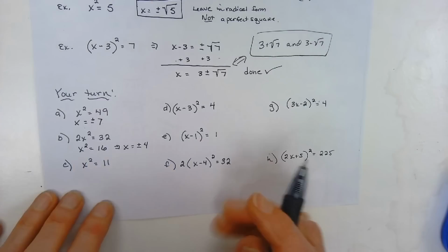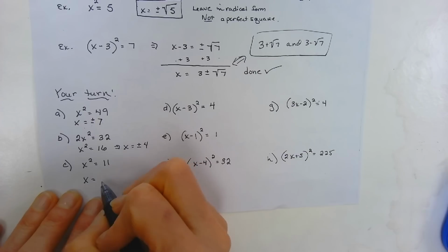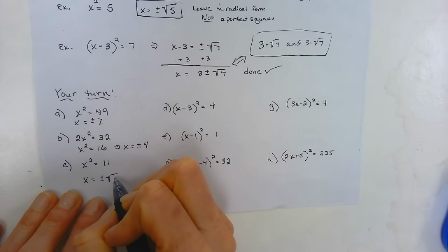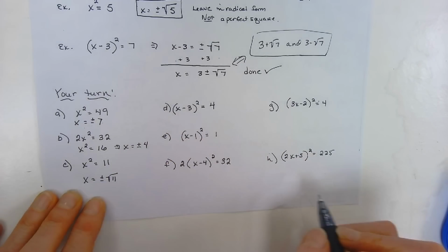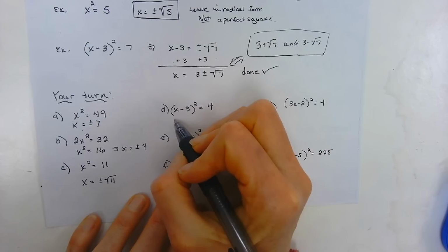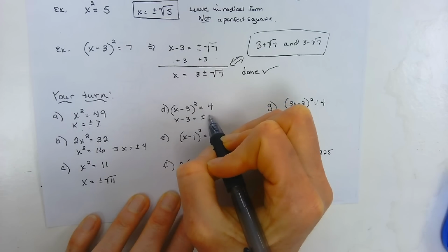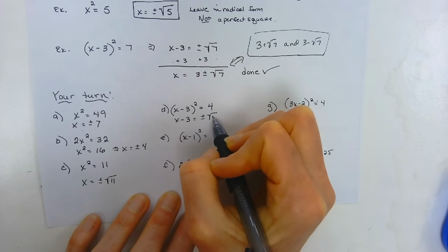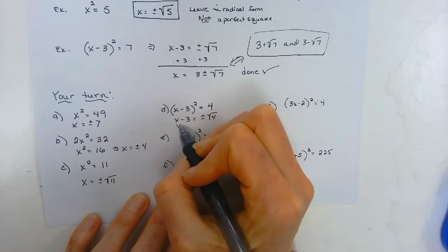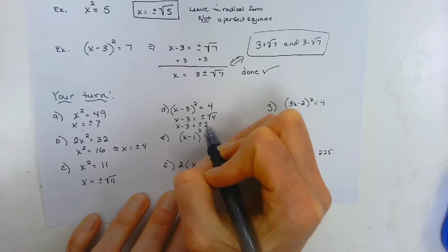For letter C, taking the square root of both sides, x equals plus or minus the square root of 11. For D, x minus 3 equals plus or minus the square root of 4, which is 2. I'll go ahead and write it like that, but it's x minus 3 equals plus or minus 2.